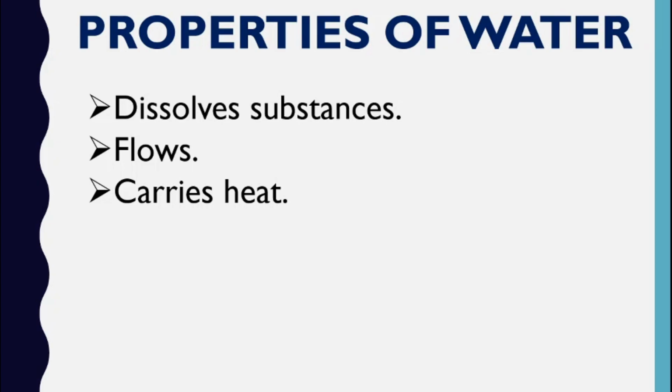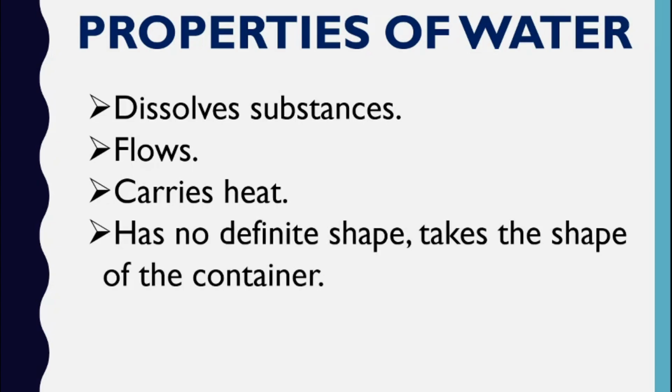So if we take water in a water bottle, water will take the shape of the water bottle. Either it can be square, it can be a cylinder, like that. So this is a property of the water. So the fourth property is that water has no definite shape, but it takes the shape of the container. So what is the fourth property? It has no definite shape, but it takes the shape of the container.